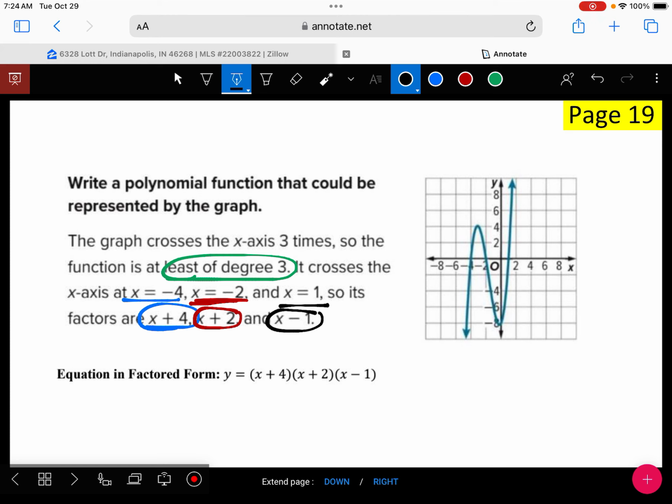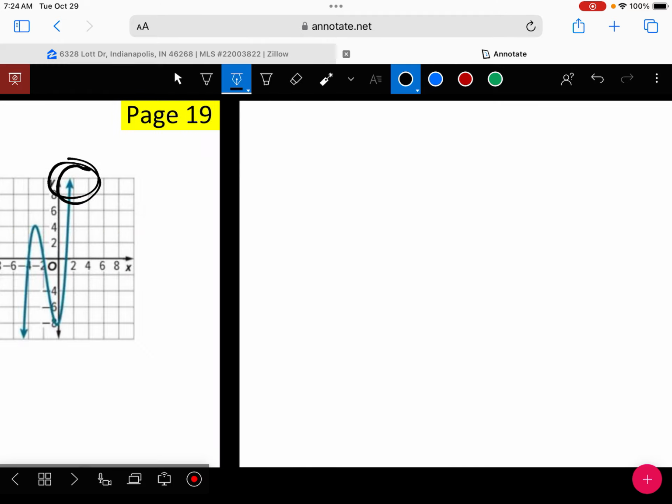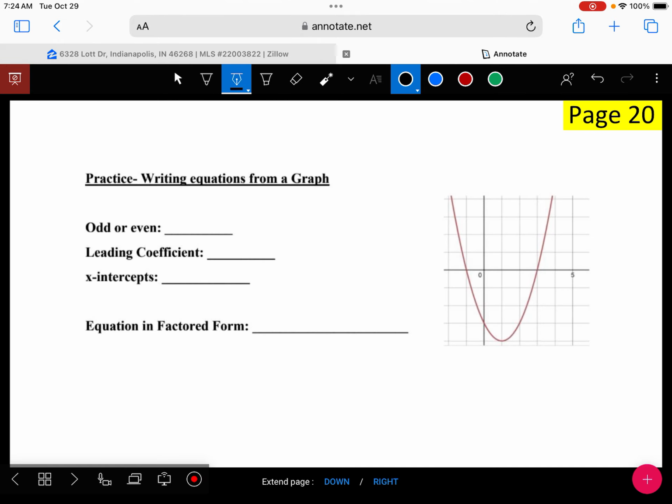And then we also have to pay attention to what the right side is doing, because that's going to tell us if it's a positive graph or a negative graph. So let's go ahead and look at this example, question number 20.